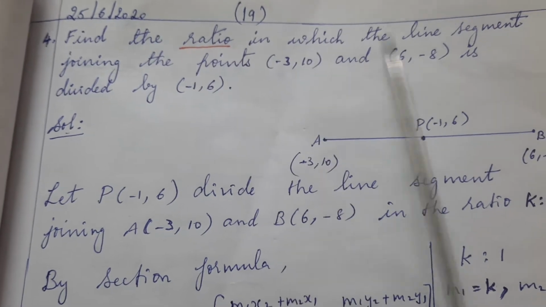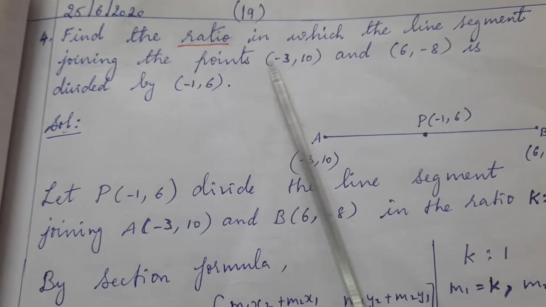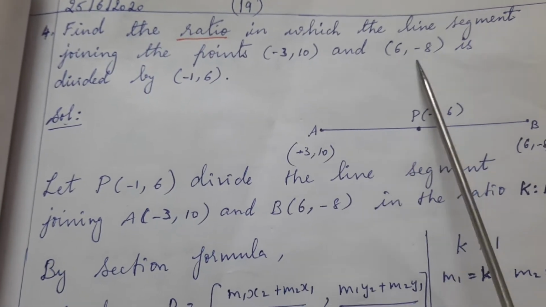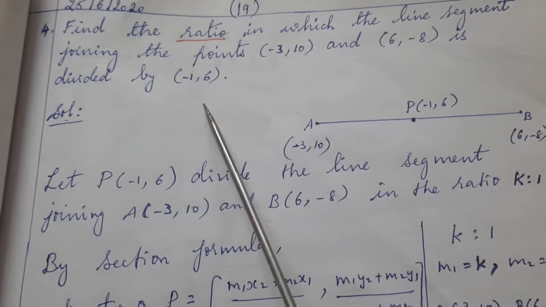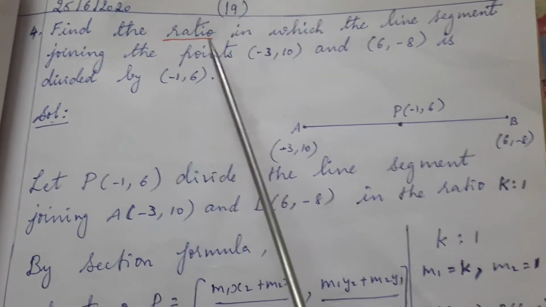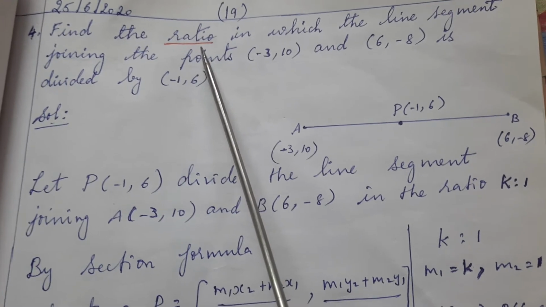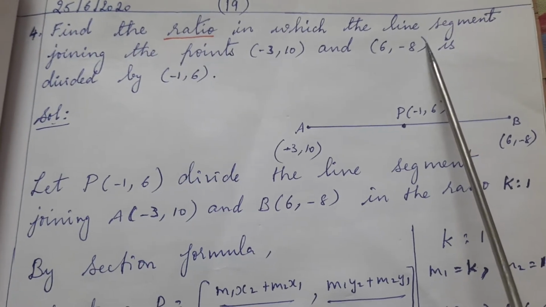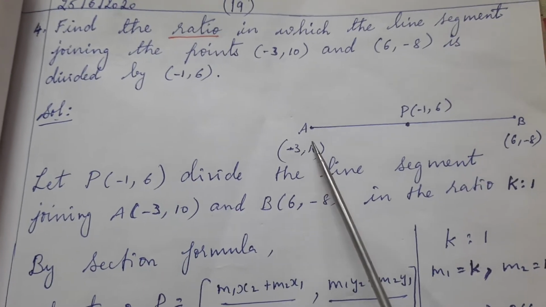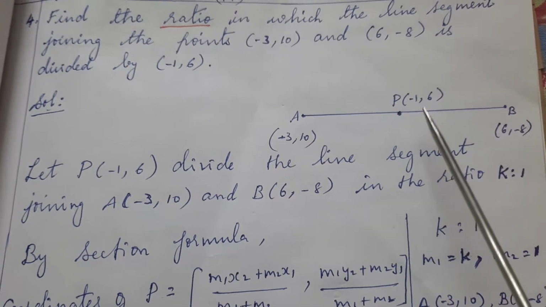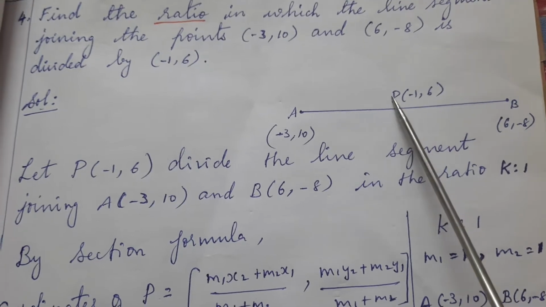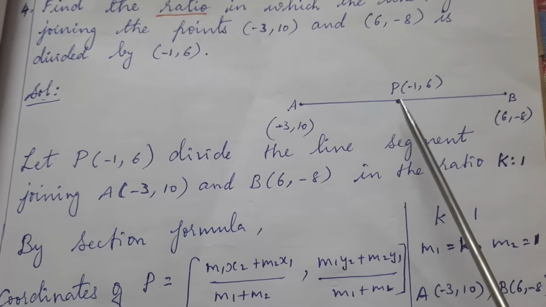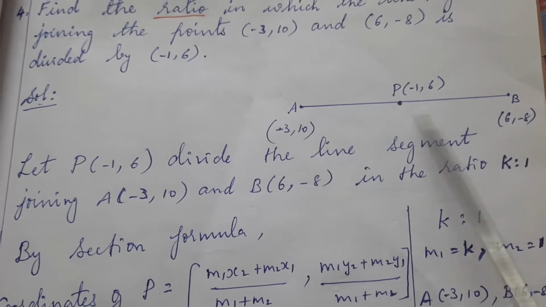Find the ratio in which the line segment joining the points (-3, 10) and (6, -8) is divided by (-1, 6). Here we are asked to find the ratio in which this point is dividing the line segment. So now we are taking the 2 points as A and B, and the point of division we are marking as P. We have to find in which ratio P is dividing AB.